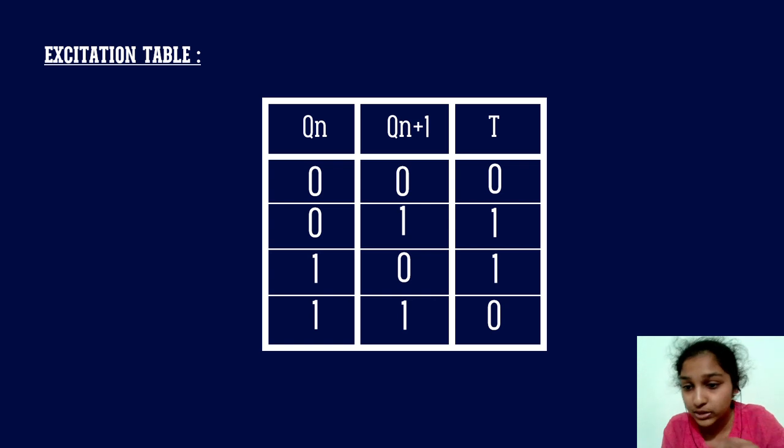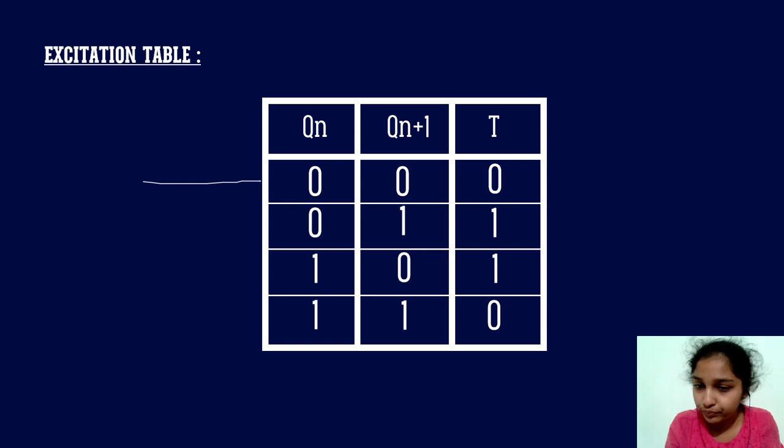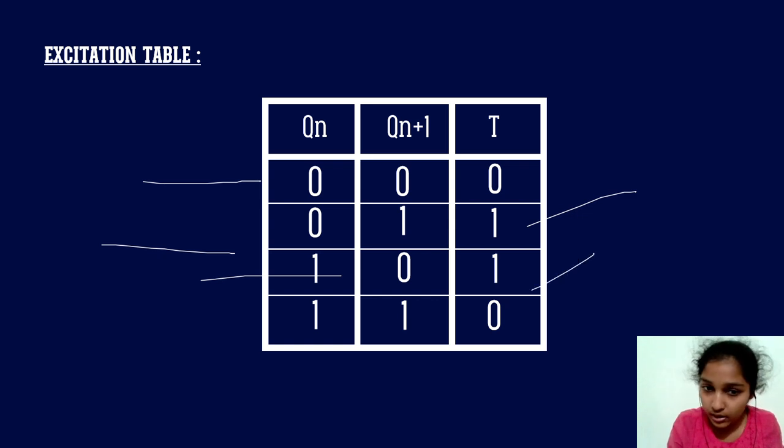If you take 0 0 here, you're getting toggle as 0, and if it is 0 1, we are getting the toggle as 1, and if it is 1 0, we are getting the toggle as 1, and if the input is 1 1, we are getting the toggle as 0. Okay, so this is about the excitation table.